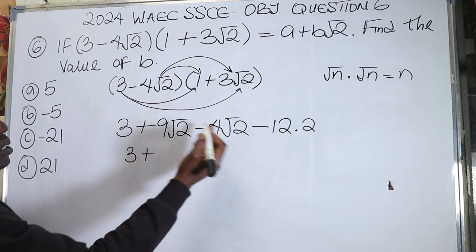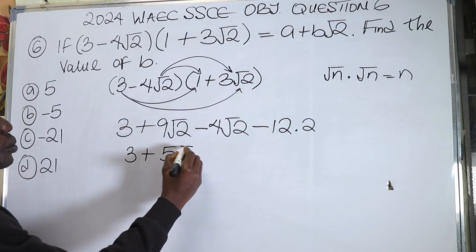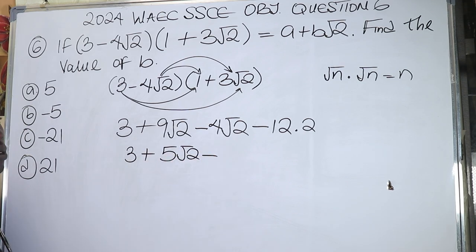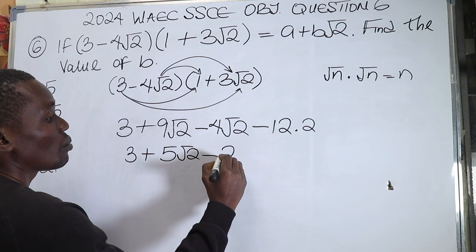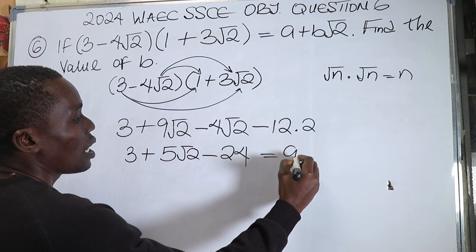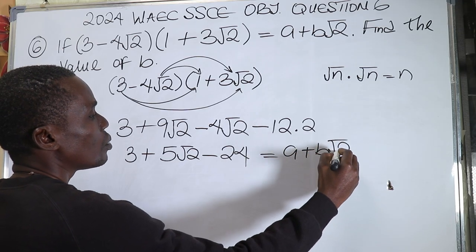So this is positive, while this is negative. This will become 5 root 2, minus 12 times 2, which is going to give us 24. Remember, our expression must be like a plus b root 2.